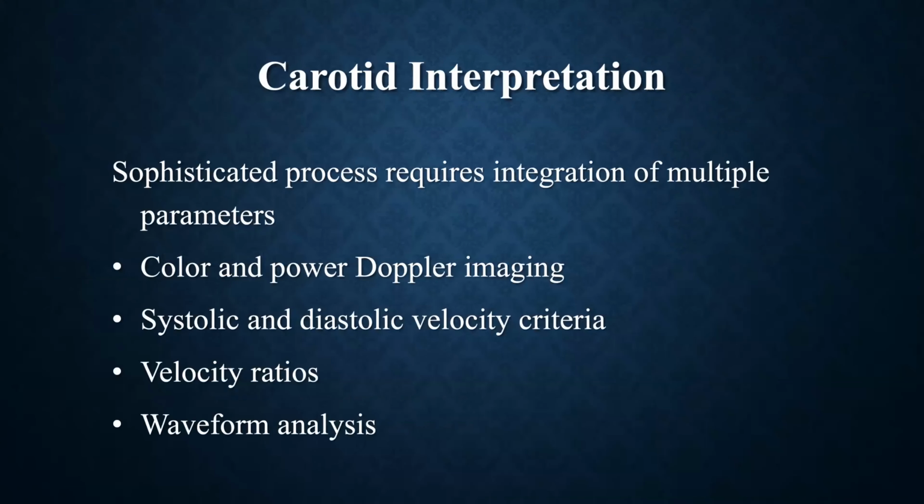So I consider carotid interpretation a fairly sophisticated process where we're looking at multiple things, not just the velocity, right? We're going to look at the color and power display, obviously showing us where the abnormal flow is, where there's narrowing. We'll look at both the systolic and diastolic velocities. We'll integrate in our head the velocity ratios, and we'll do waveform analysis.